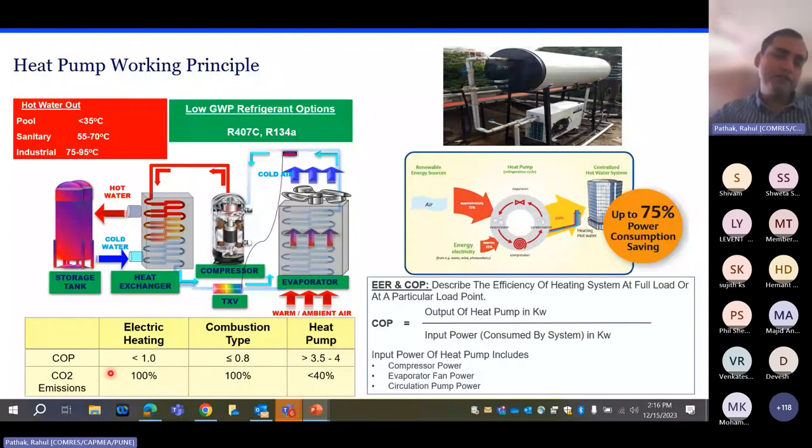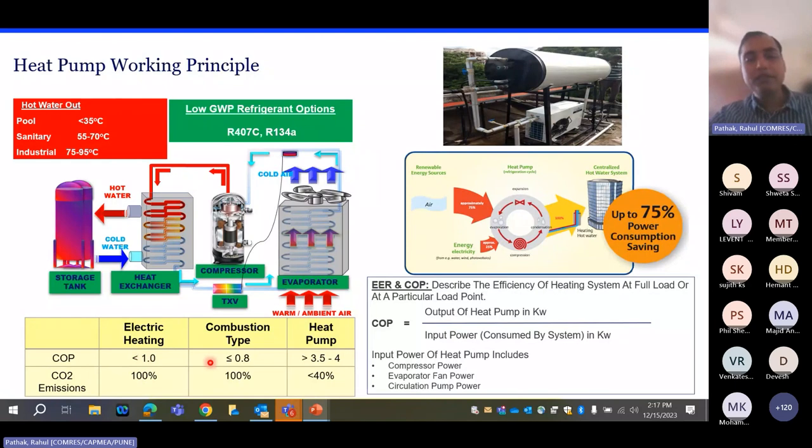Now, many of us have talked about the COP, worked upon the COP or EER of any system. Right? COP is nothing but the output of your system. So in case of heat pump, it would be output of heat pump in kilowatt divided by the input power. Right? So when I say the heat pump has a COP of 3.5 or 4, that means if I give 1 kilowatt of input to a heat pump, I get around 3.5 to 4 kilowatt of heating capacity. Right? So that is called the COP of any system. Whereas in electrical heating or the combustion type like boilers, the COP is less than 1 because of the losses involved, right? Like for example, say 0.9 or 0.8. For 1 kilowatt of input power in electrical heating, you get 0.8 or 0.9 of heating capacity, right?